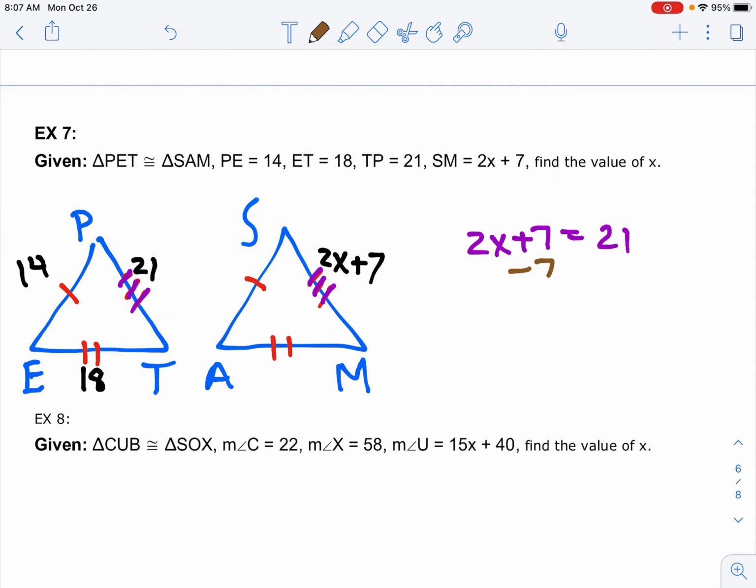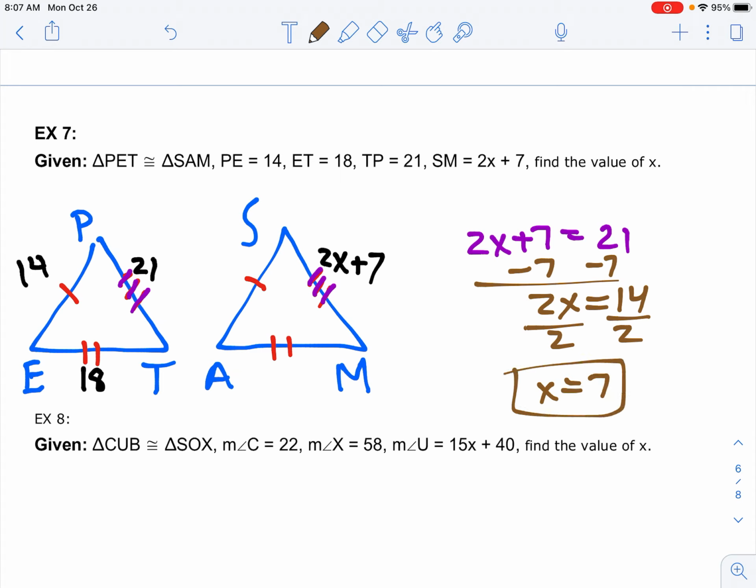We'll now solve that. Minus 7 on both sides, I get 2x equals 14. And now when I divide by 2, I get x to equal 7. We just had to find x. So we're going to mark our sides to figure out which two sides actually match up to be the congruent sides that we said equal. All right, let's do one more example.